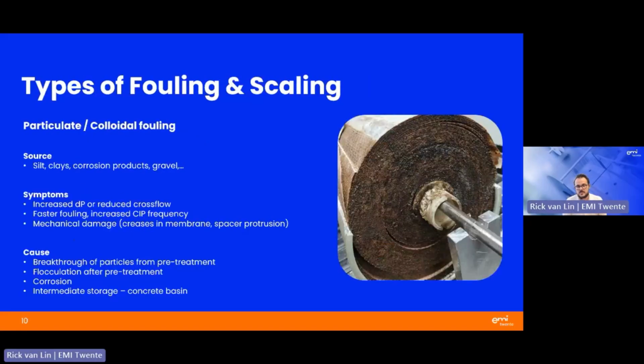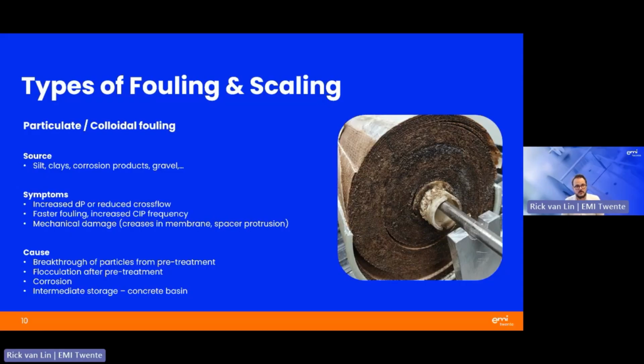So we've touched upon different types of fouling. Let's dive a bit deeper into different types of scaling or damage, and what typically is the source of this fouling, but also how this shows in the process. So what are the symptoms hereof, and what could be the cause of these types of failure? Again, let's start with particulate fouling. So these are typically silts, clays, corrosion products, gravel, and this often shows in the form of an increased pressure drop over your module or a reduced cross flow.